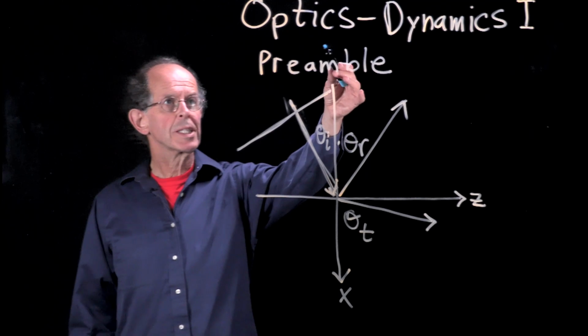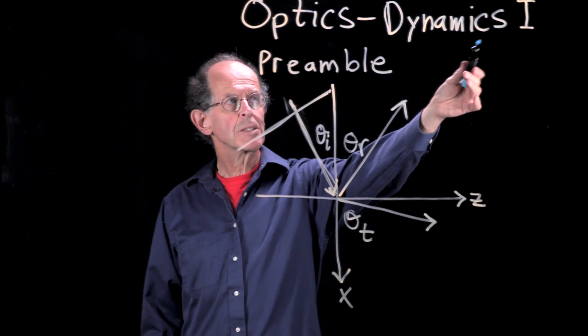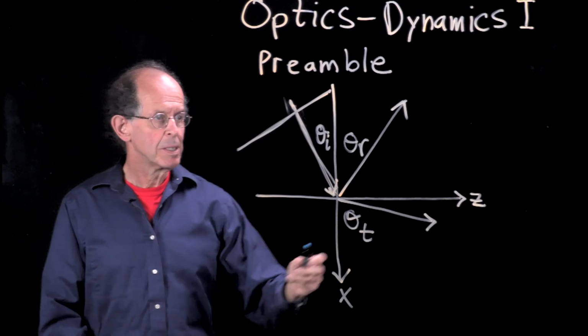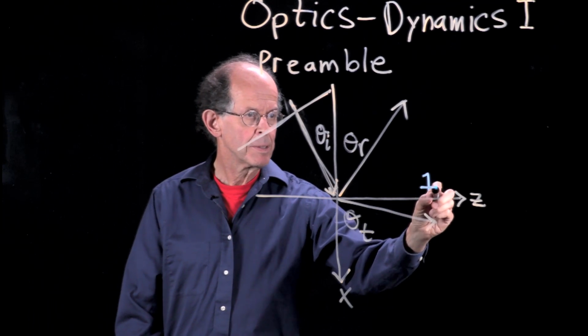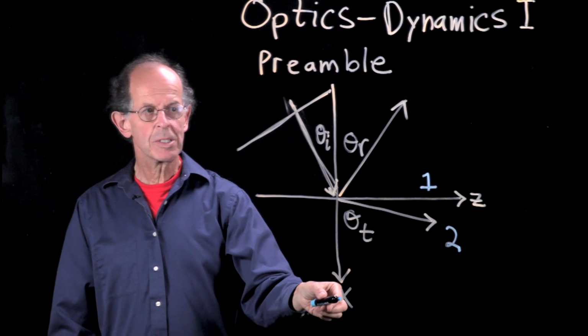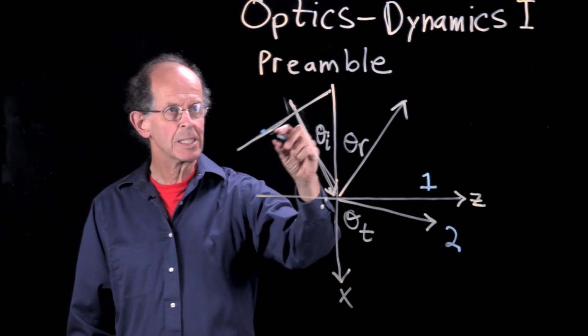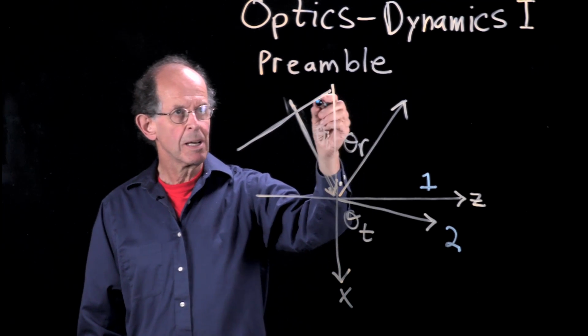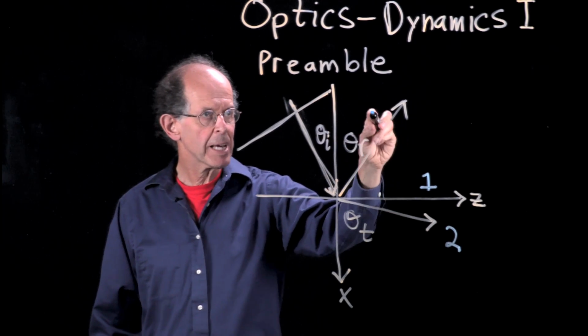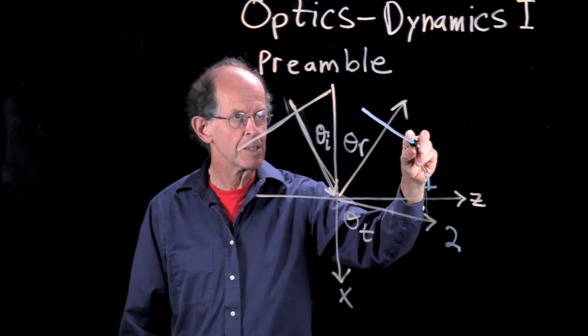Here we are looking at optics, the dynamics, preamble. Let's set the problem up. Here's medium 1. Here's medium 2. The boundary is at x equals 0. We have an incoming wavefront of electric and magnetic fields. It's reflected. There it is.